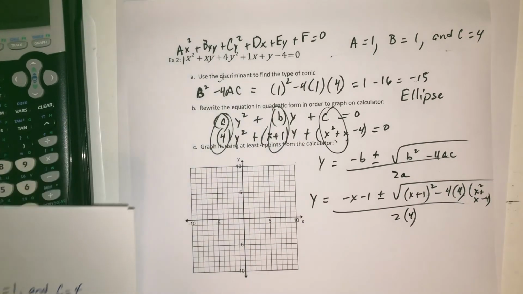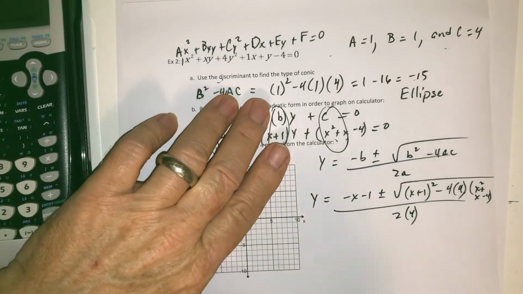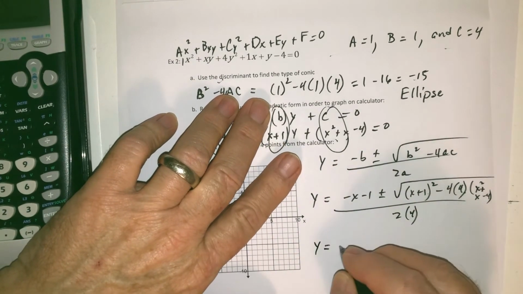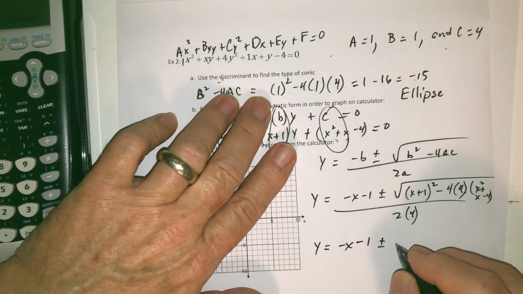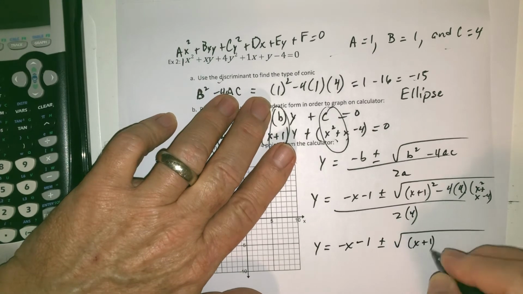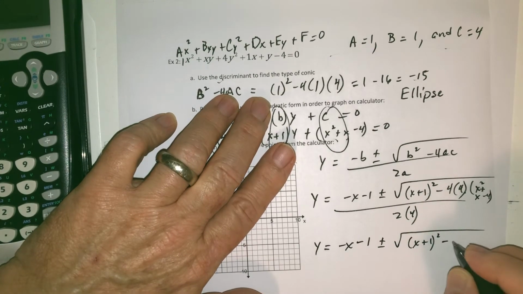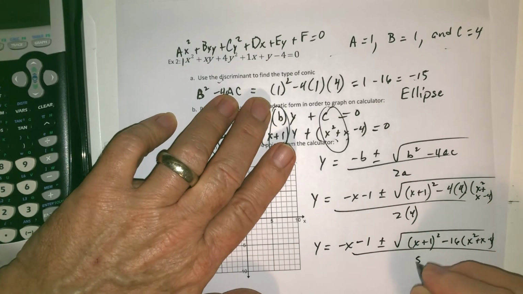Okay. Now, if you want to clean that up, you can. I'll clean it up a little bit. Negative x minus 1, all right, plus or minus the square root of, I'll do x plus 1 squared minus 16 times x squared plus x minus 4. I'm not going to do any more with that, divided by 8.